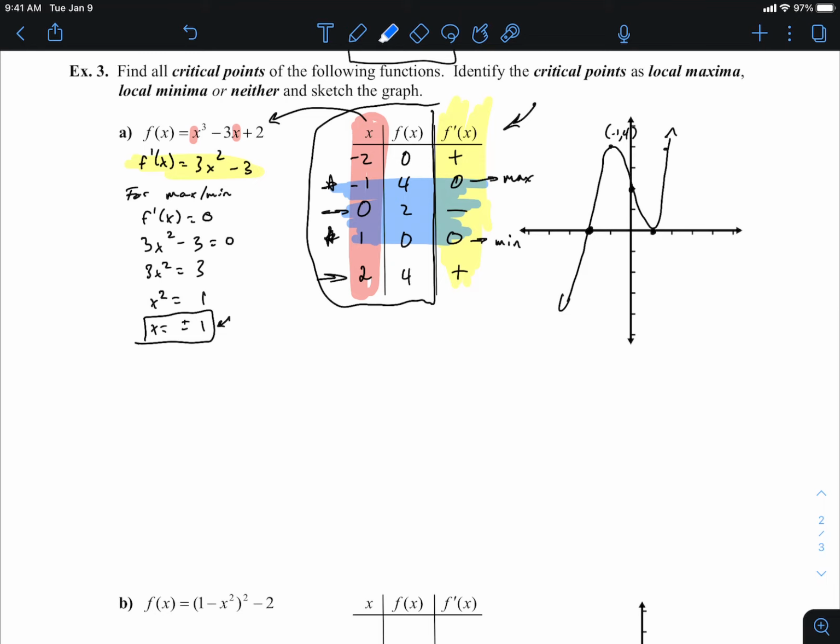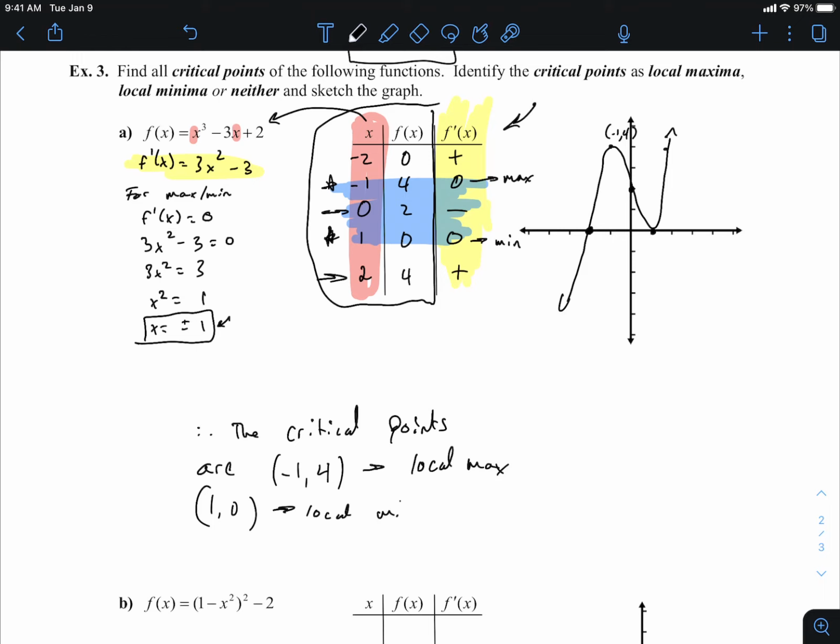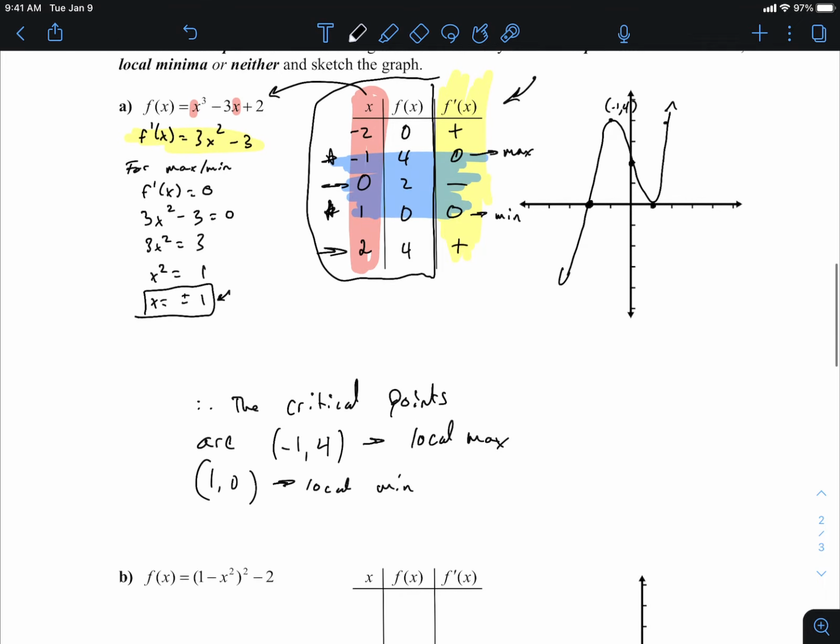So I guess you could create one final statement here and state that the critical points are -1 and 4, which would be a local max, and 1 and 0 would be a local minimum. Okay, so that's that, guys. Okay, so we're going to do a couple more examples here.